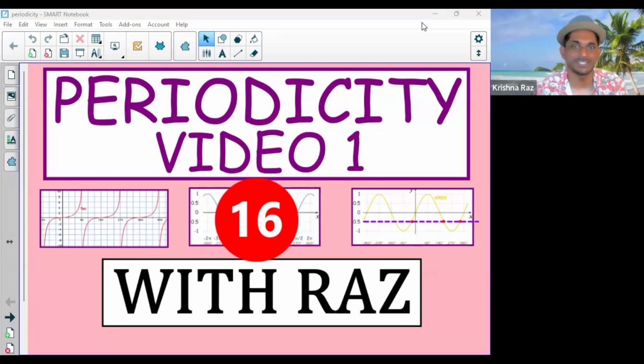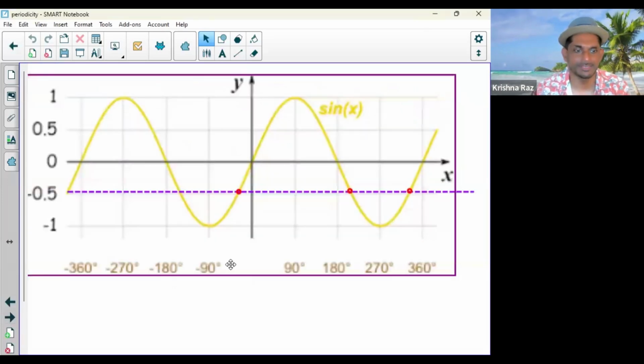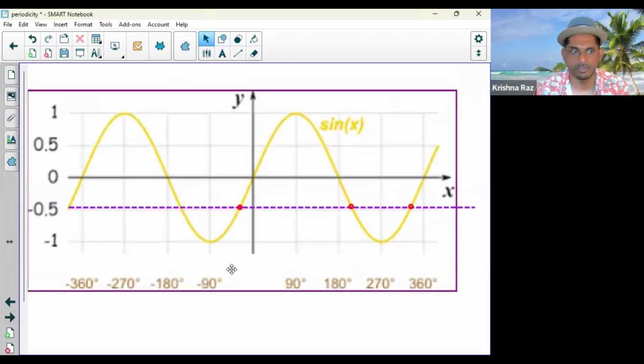Yeah, I'm calling this periodicity. So, first let's look at the sine curve and explore a few things with it.